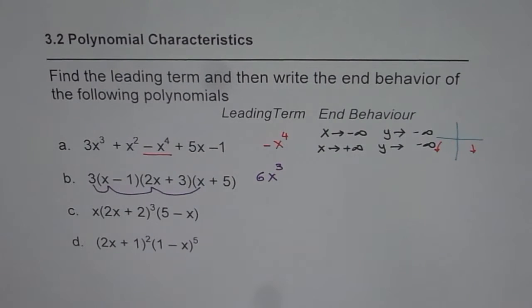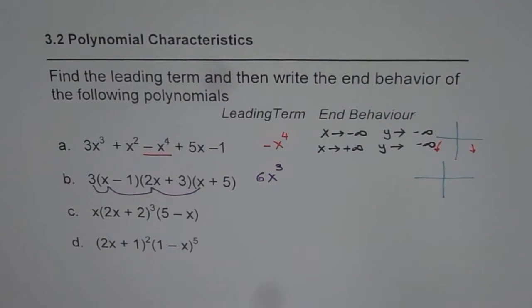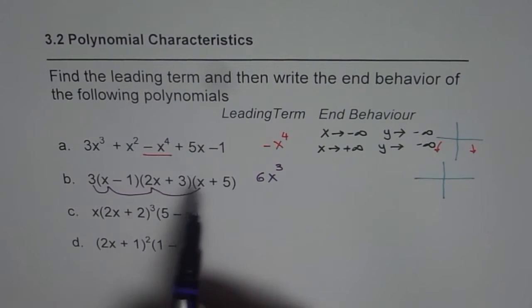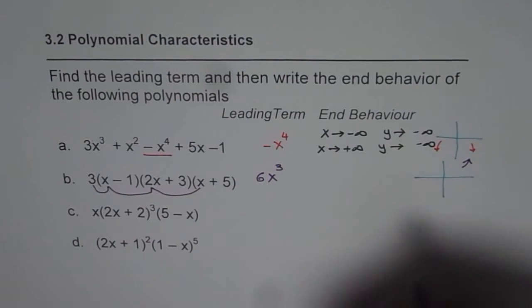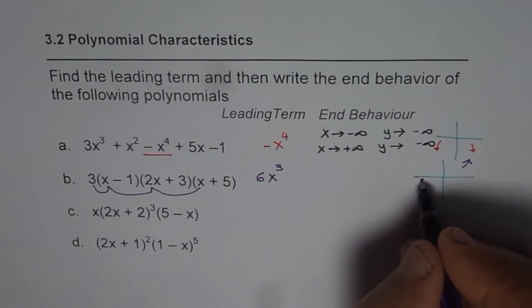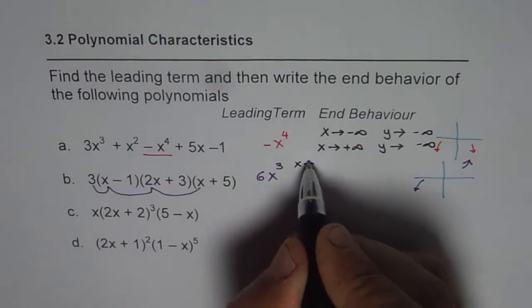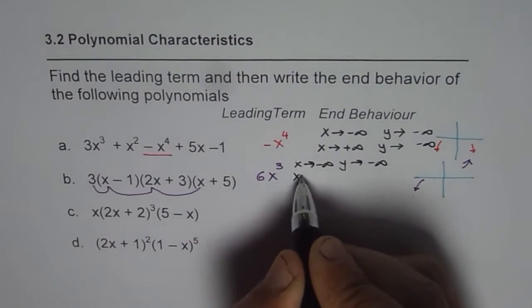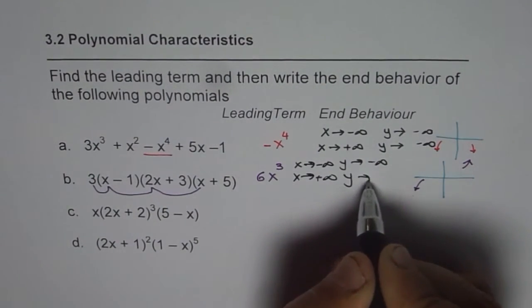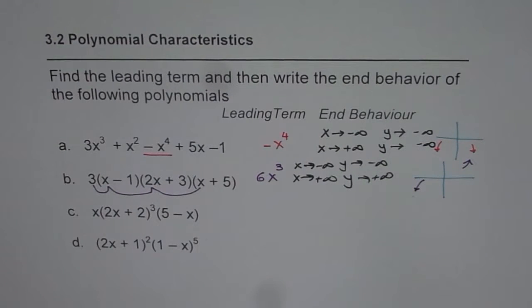Correct? Now, first let us sketch this time and then write the end behavior. 6x cubed: 6 is positive, so right side up. Cube means opposite ends. Do you get it? So we have our end behavior: when x approaches negative infinity, y approaches negative infinity. When x approaches positive infinity, y approaches positive infinity. Correct?